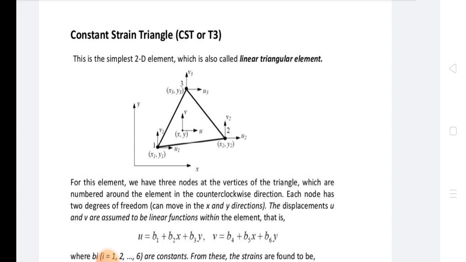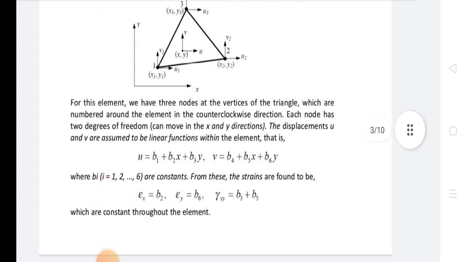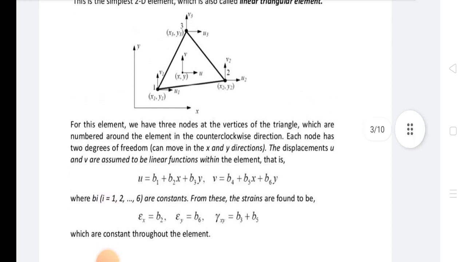The displacements u and v are assumed to be linear functions within the element, that is u is equal to b1 plus b2 x plus b3 y, v is equal to b4 plus b5 x plus b6 y, where bi, i equal to 1 to 6, are constants. From these, the strains are found to be epsilon x is equal to b2, epsilon y is equal to b6, and gamma xy is equal to b3 plus b5, which are constant throughout the element.